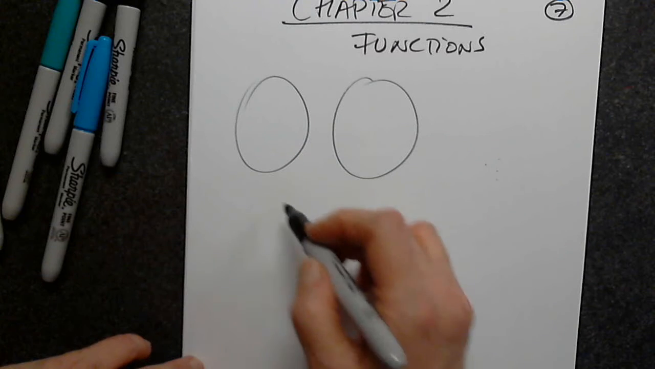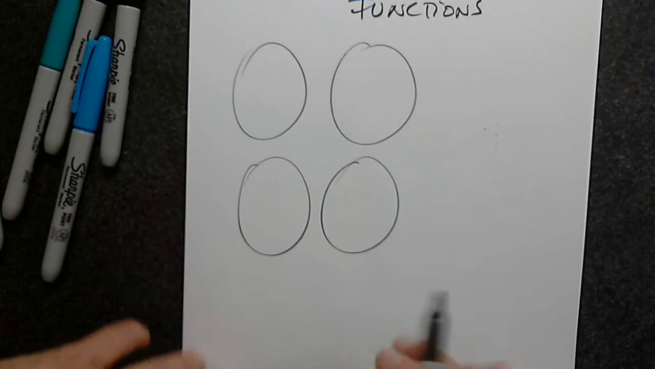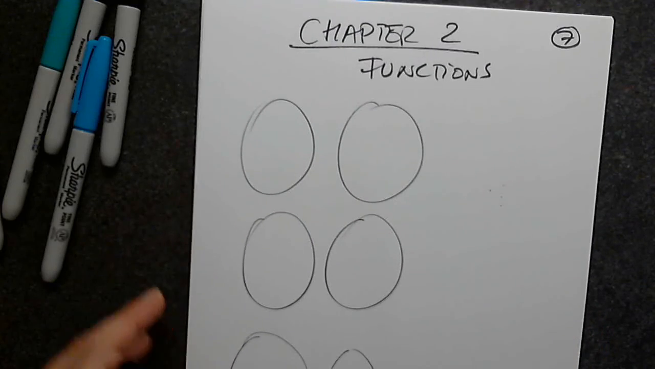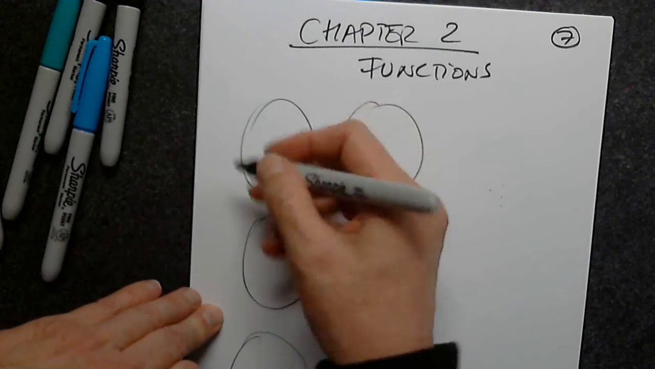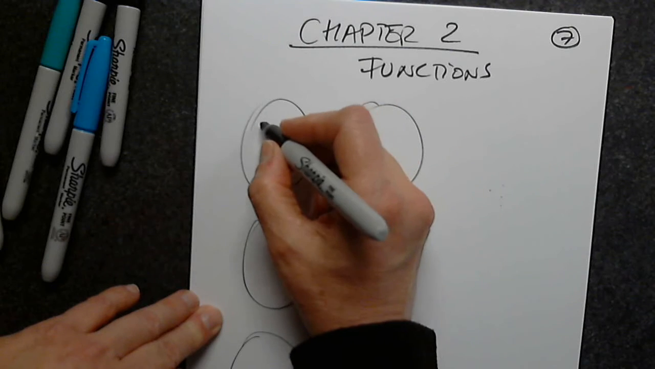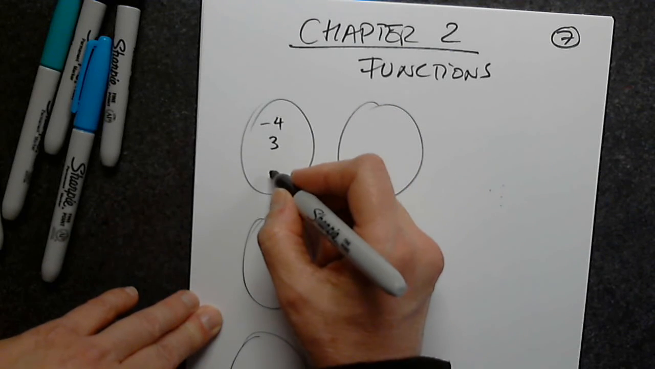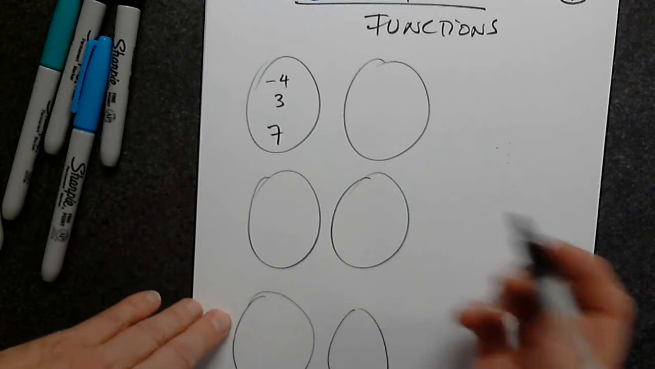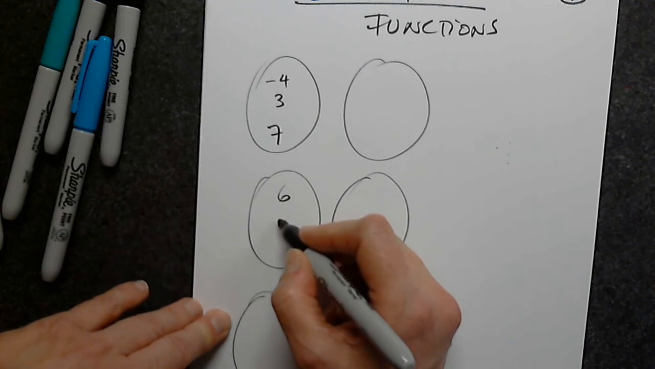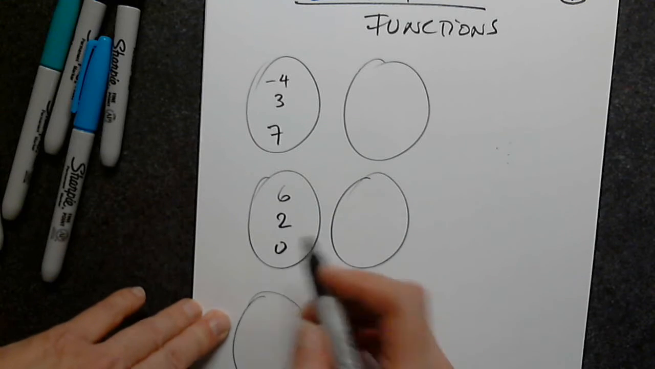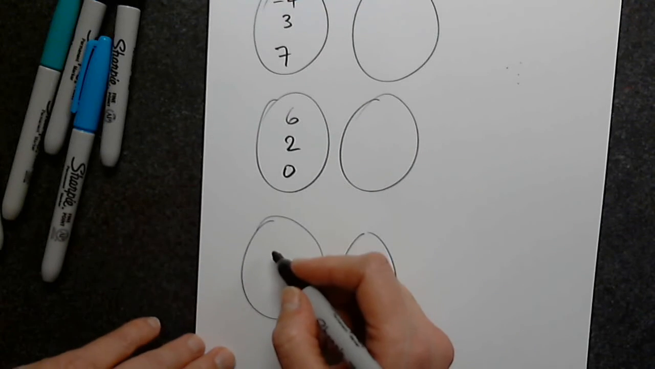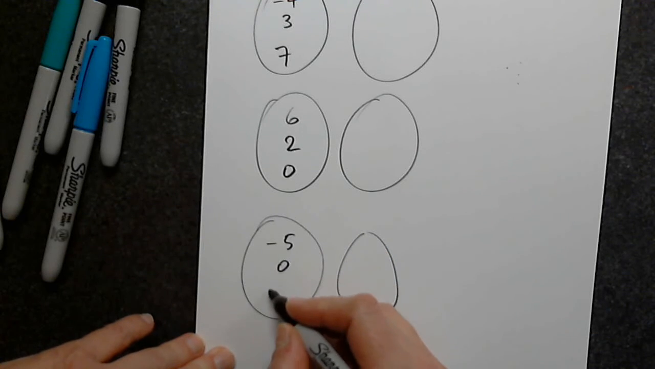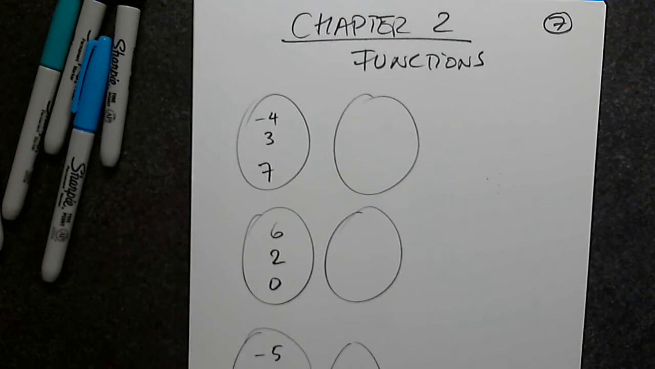That's one example. Here's another example. And here's a third example. You can say, what is this? Well, I didn't put anything in there yet. So, give me 3 numbers. -4, 3, and 7. Excellent. Give me the same numbers if you want, or other numbers. 2, 2, and 0. Okay, and 3 more. -5, 0 and 2. Okay, perfect.